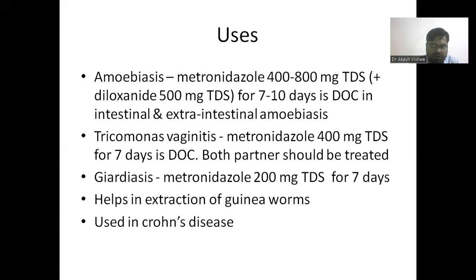Another indication is trichomonas vaginitis. Metronidazole 400 milligram TDS for 7 days is the drug of choice for this condition. In this condition, both partners should be treated, male and female. Another indication is giardiasis. Metronidazole 200 milligram TDS for 7 days can be used. It helps in extraction of the guinea worms also. Metronidazole is also used in the condition of Crohn's disease.